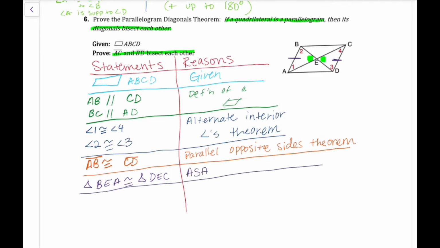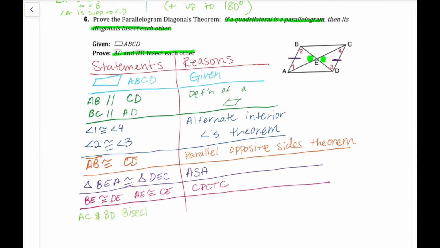So since we have shown that, we know BE has to be congruent to DE and AE has to be congruent to CE. And the reason for that would be CPCTC. So corresponding parts of congruent triangles are congruent. AC and BD bisect each other. And that would just be the definition of a bisector. That's what we're trying to prove.